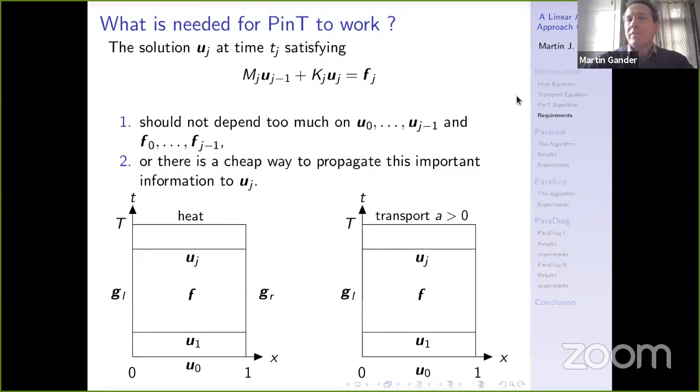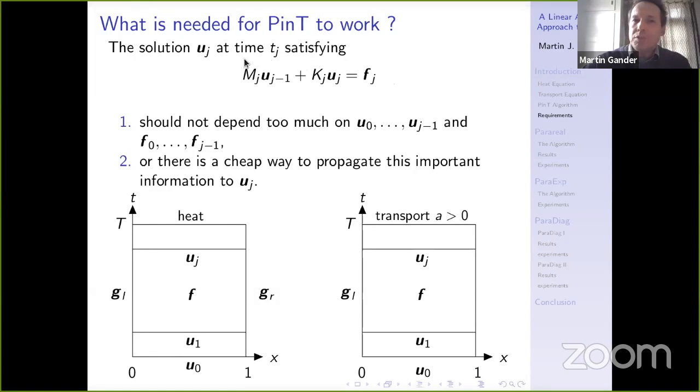So why does that not work for a hyperbolic problem? What is needed for a parallel in time method to work? For this, we look again at the block system and at one line. Here is one line of this block system. You see it's a recurrence relation.